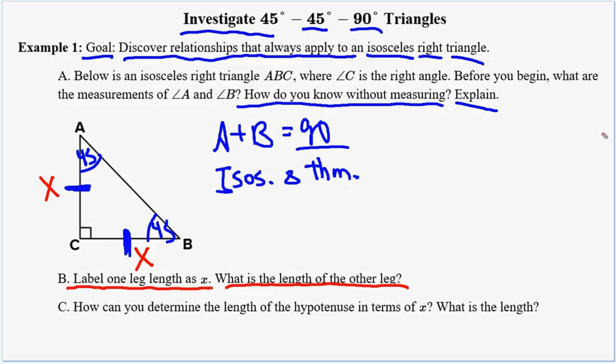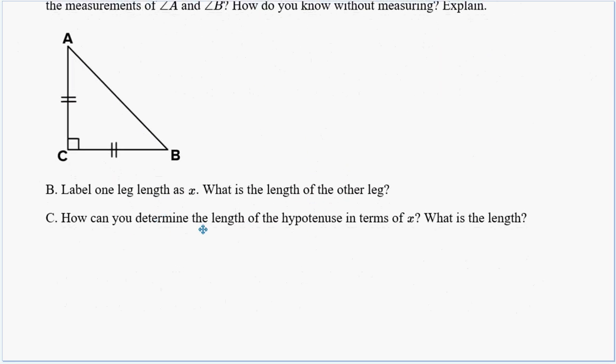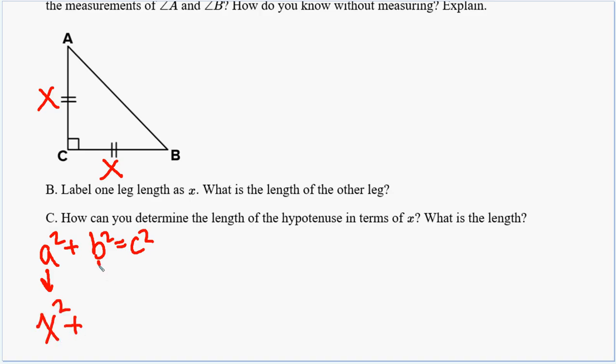Part C, let me slide some of this stuff up so I have a little room. Part C, can we determine the length of the hypotenuse in terms of x? Oh, you betcha. So let's see. Pythagorean theorem says a squared plus b squared equals c squared. Well, a and b are the legs, and we're calling our legs both length x. So a squared will become x squared, b squared will also become x squared, and then c squared is our hypotenuse.